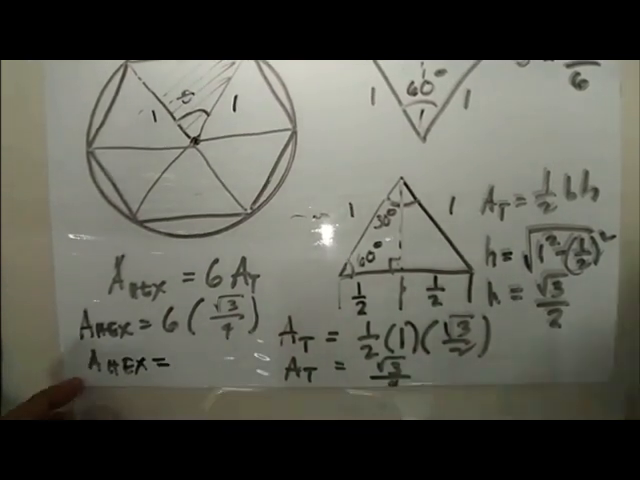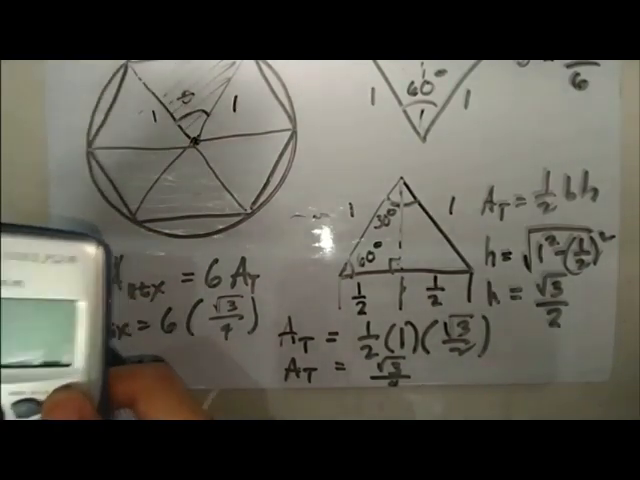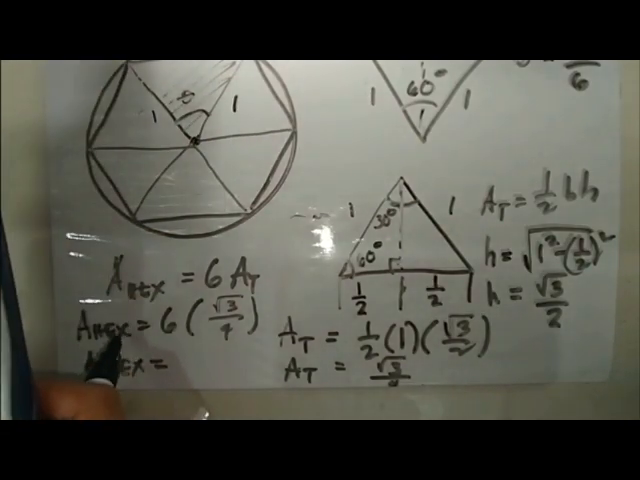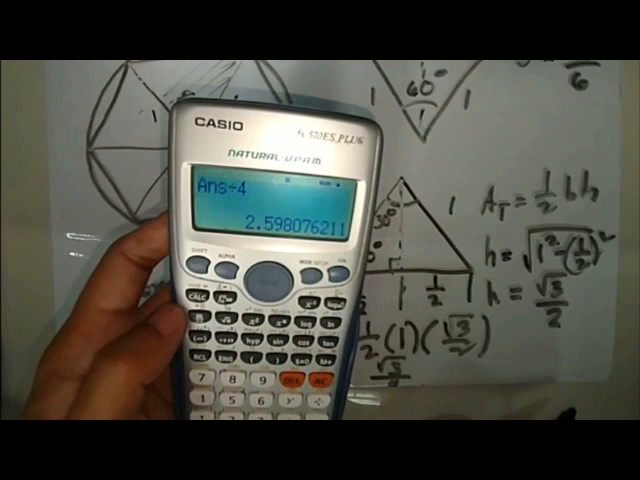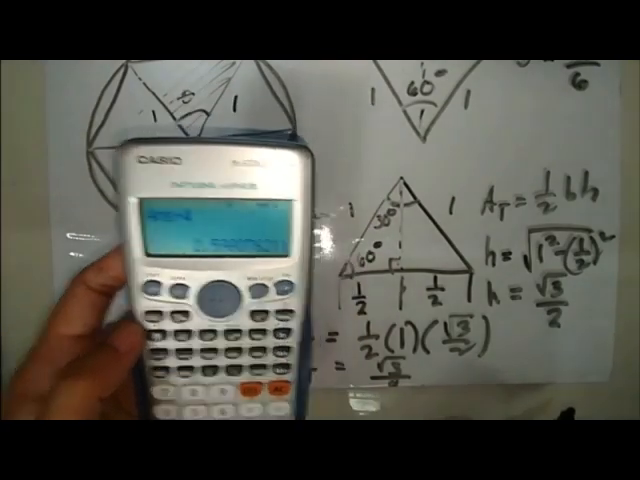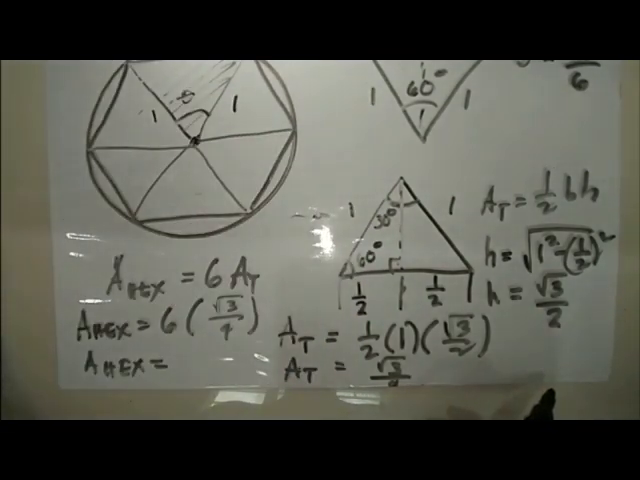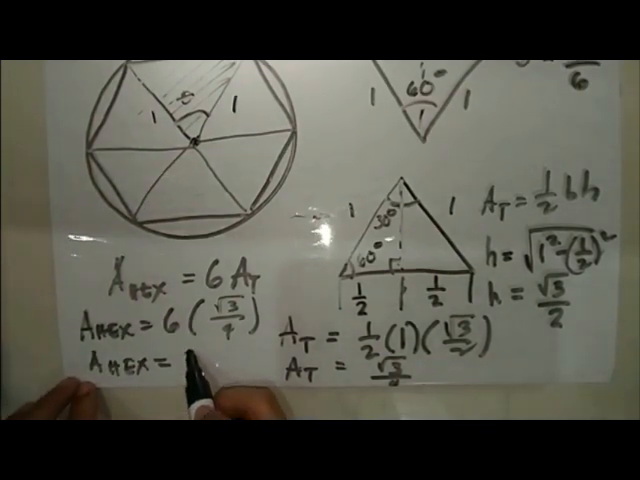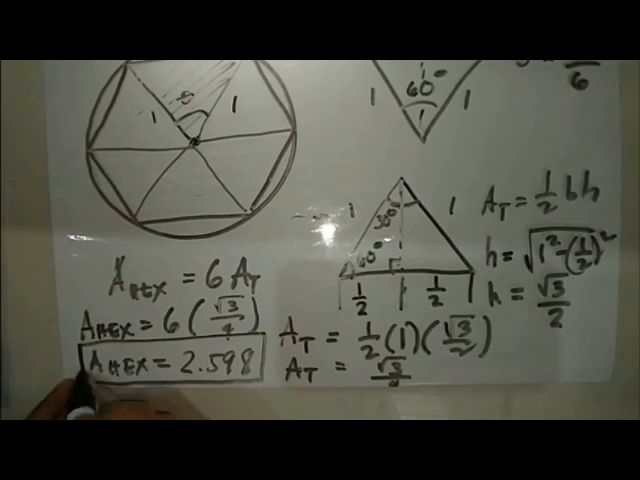So, area of the hexagon equals 6 times square root of 3 divided by 4. So, you have 2.598, so approximately 2.6. So, 2.598 units. So, that's it guys.